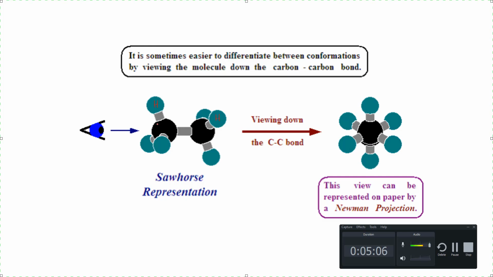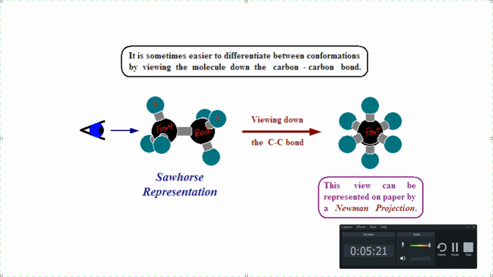They proposed that these Newman projections would be an easier way to see the orientation of these different groups that are attached in a carbon-carbon bond. So when I'm looking down this carbon-carbon bond, this is going to be my front carbon, and this is going to be my back carbon. In theory, the back carbon is obscured by the front carbon.